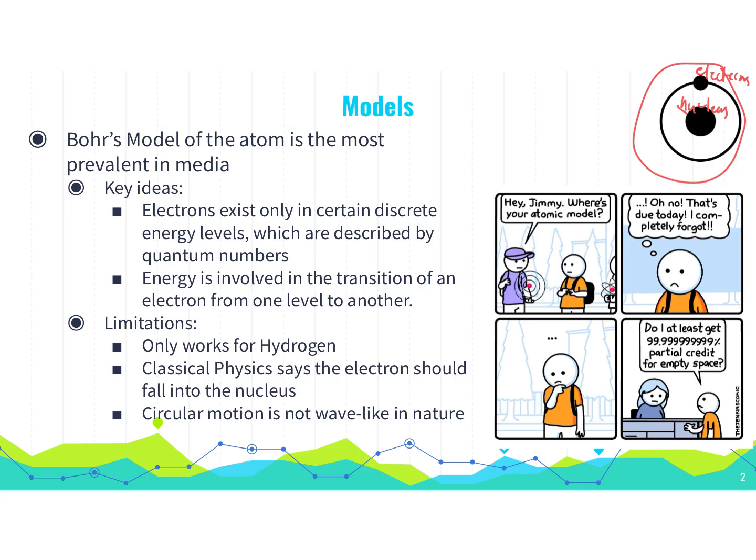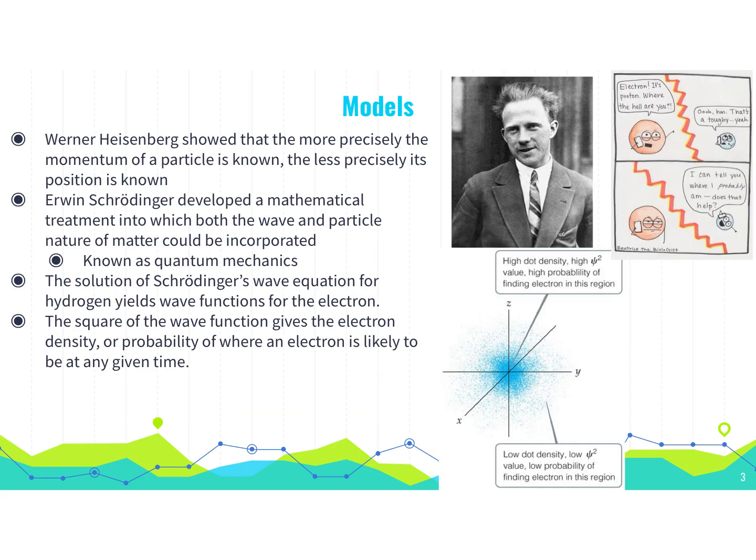A big limitation is that it really only works for hydrogen. Any other element, it kind of falls apart. Classical physics says that the electron should fall into the nucleus, although of course it doesn't. We know that the electrons orbit the nucleus, and circular motion is not very wave-like in nature. Later models proposed by Werner Heisenberg showed that electrons don't necessarily orbit the nucleus in a circular fashion like the Bohr model says, but instead the electrons behave both as a wave as well as a particle.